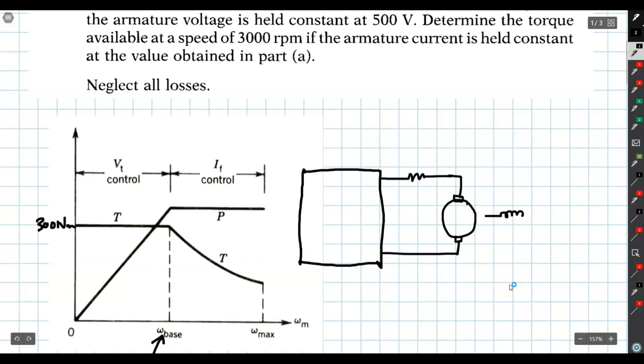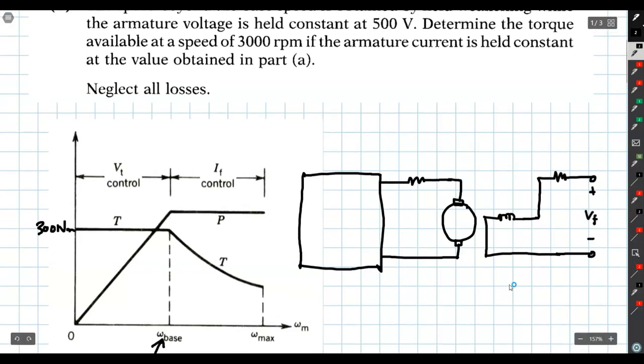Which is excited by the field circuit here. So this is a separate circuit, which is supplied by a separate source, and the armature here is controlled by the variable DC supply, in which VT can be varied from 0 to 500 volts. So this is RA, this is the back EMF EA.